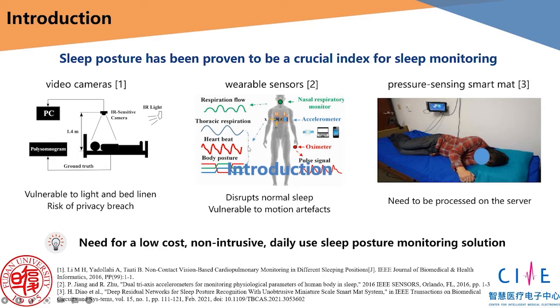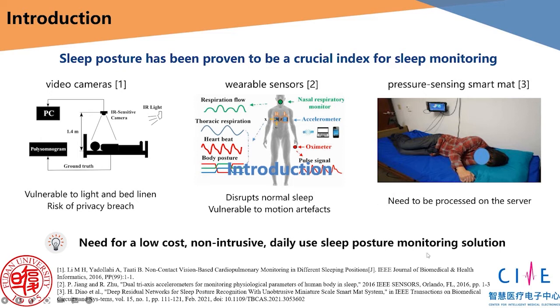These methods can be classified into three categories. The first is to use video cameras to monitor sleep postures, but this method is susceptible to light and may also produce privacy leaks. The second is to use a variety of wearable sensors to monitor sleep posture. However, with the attached sensors, natural sleep may be disrupted. The third is based on pressure sensing smart methods to achieve safe, convenient, and comfortable sleep posture recognition, which can be applied in hospital or home scenarios.